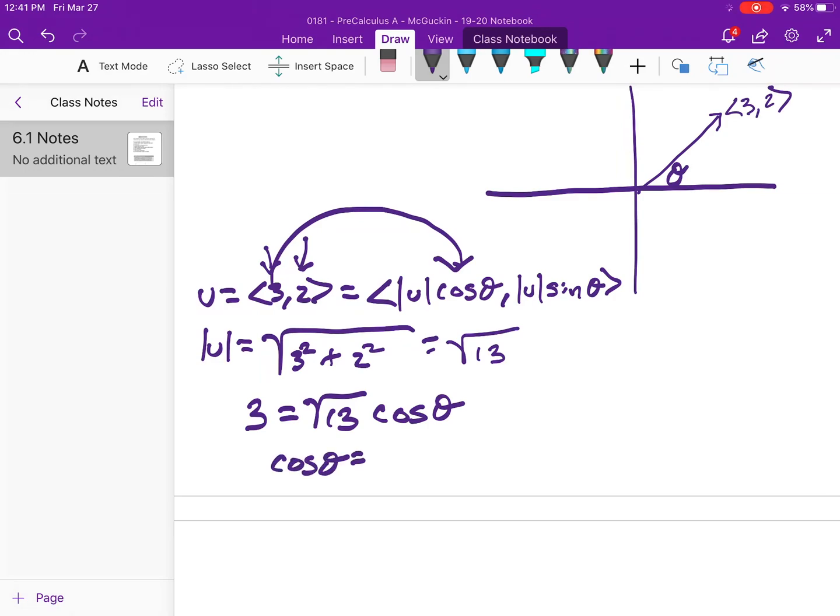So I know that cosine theta is equal to 3 over the square root of 13. So that means that theta is the cosine inverse of 3 over the square root of 13.